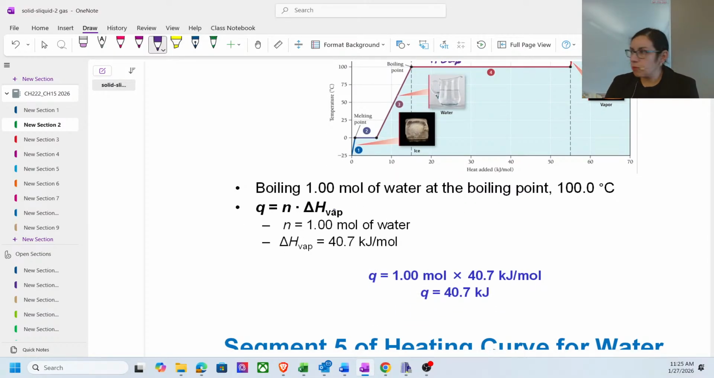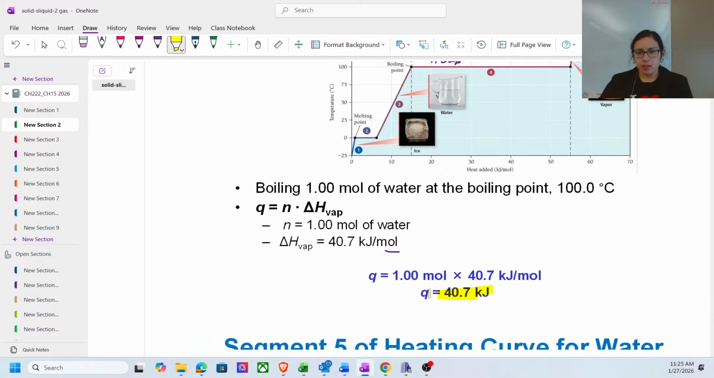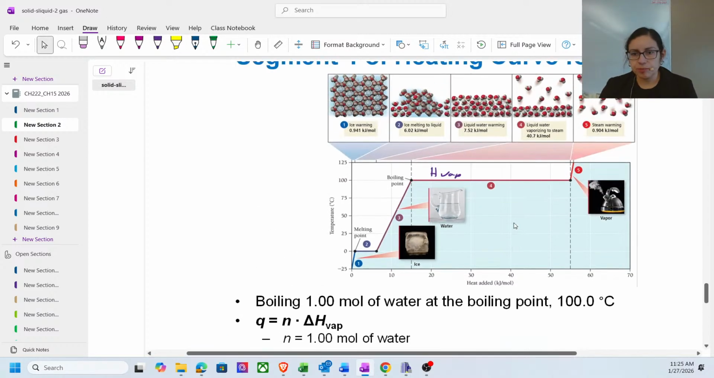In this case, we need our heat of vaporization for water. So 40.7 kilojoules per mole. And again, it's per mole, 1 mole, so 1 times 40.7, giving us 40.7 kilojoules. Again, just remark for yourself how much energy goes into that state change. Again, that kind of makes sense.